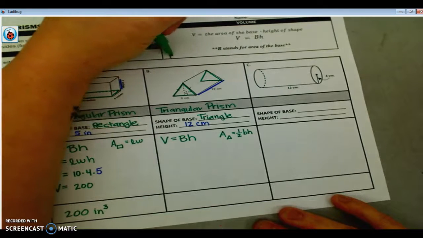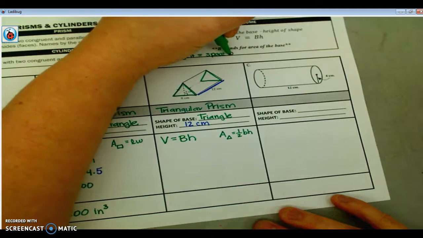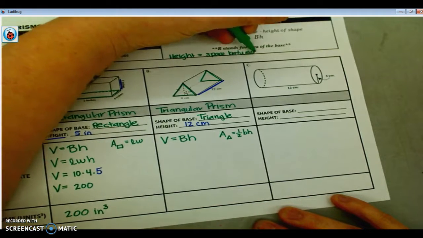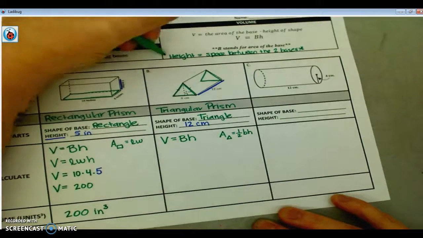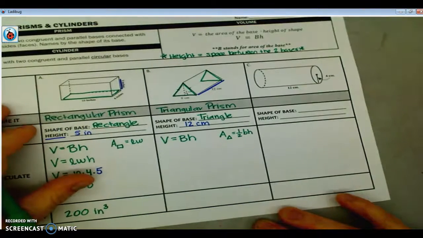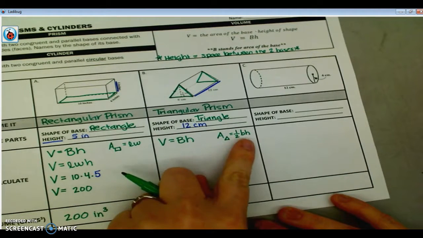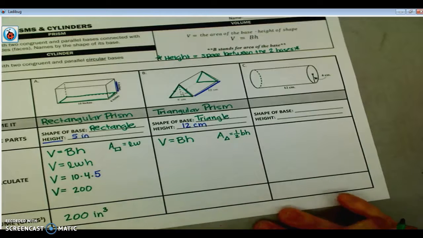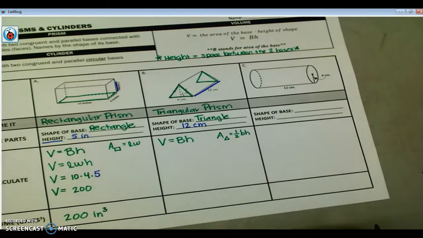And so maybe we can even clarify that height is equal to the space between the 2 bases. That way it helps eliminate any confusion. All right, so I've gone ahead and started by writing my formula. Remember, the big B is the area of the base times the height. Well, the base is a triangle, so I went ahead and wrote the formula for the triangle. Go ahead and pause the video and calculate your area of the triangle and see if you can fill in and complete the steps for the volume.